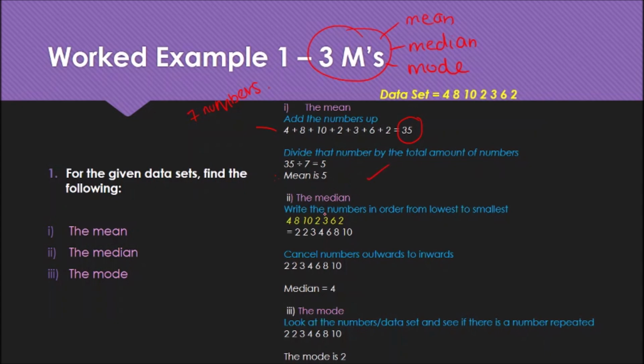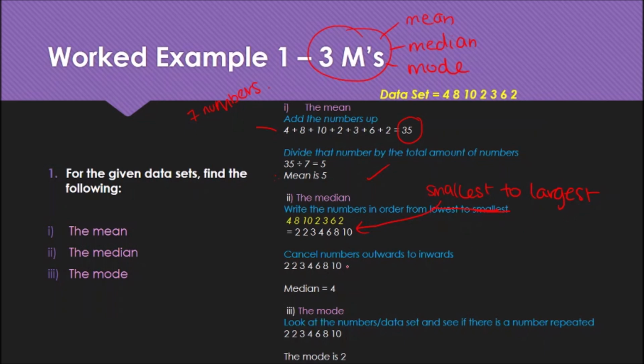To find the median, you need to write the numbers in order from smallest to largest. Like 9 out of 10 times, they give it to you random, so you need to order it. Oh, I shouldn't have said lowest to smallest, you should have said smallest to largest. It's just a bit of a typo. So I've just copied that down here and rearranged it. Now this in white is smallest to largest.